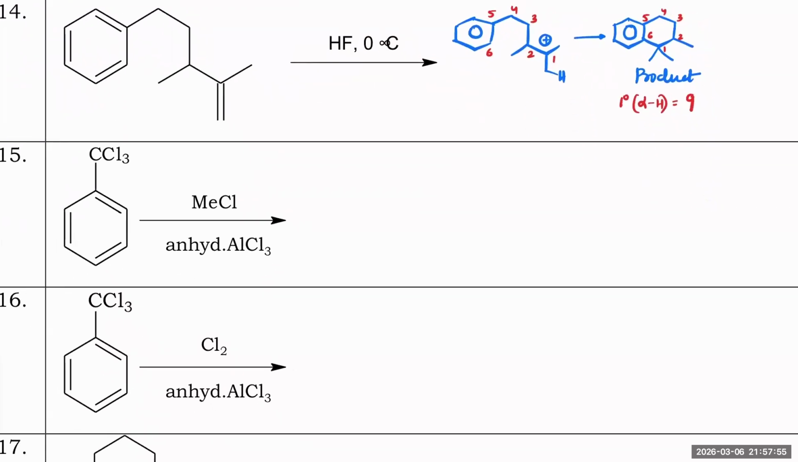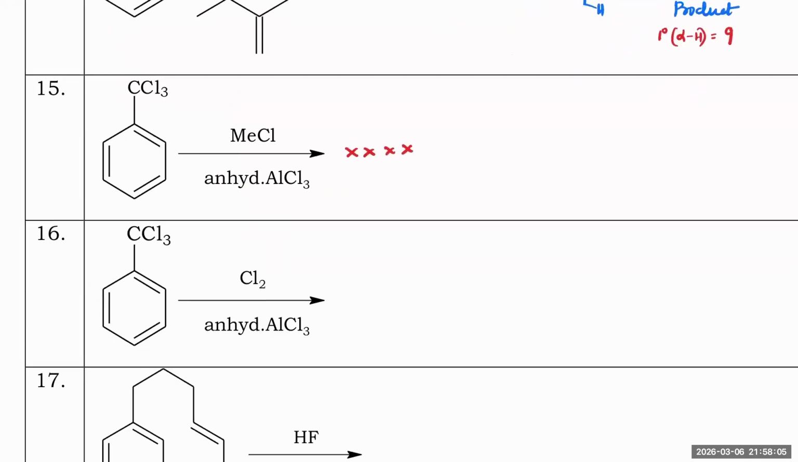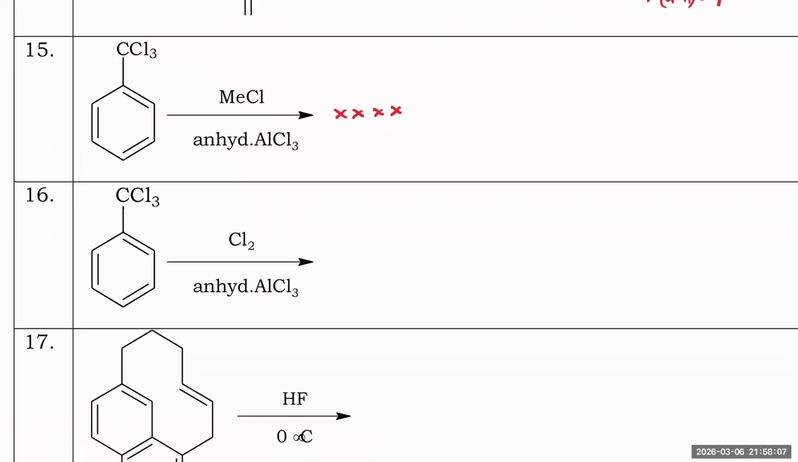Next. CCl3 is a very strongly withdrawing group. Because strongly withdrawing groups will not give you the Friedel-Crafts reaction. So no reaction in this case. Okay. But chlorination can happen. So chlorination will make it CCl3 and will give you only the meta position. So Cl will come here, 100% product will be meta directed.